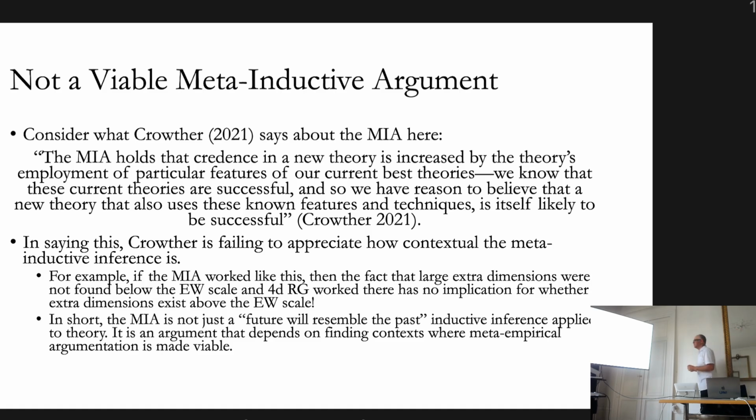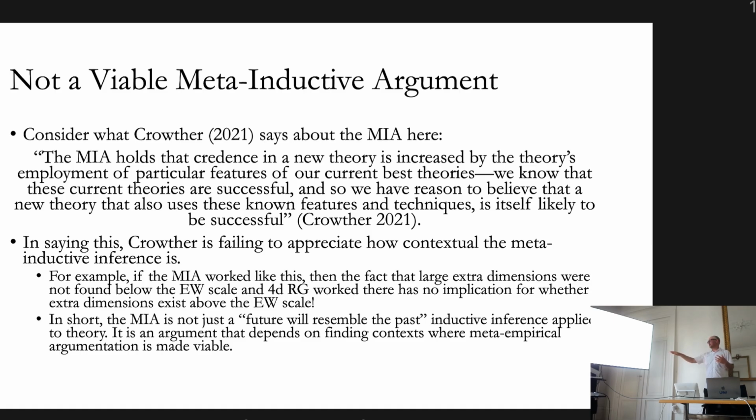I think Crowther might be failing to appreciate how contextual the meta-inductive inference is here, because her example, after saying this, is something like background independence. Originally I had this, but Richard persuaded me not to talk about background independence because it's a more complicated case. The example he gave is that, if MIA just worked like what Crowther says here, then the fact that large extra dimensions were not found below the electroweak scale would have no implication for whether extra dimensions exist. But the point is, we can't think of the meta-inductive argument as just a naive inductive inference from past success to future success.